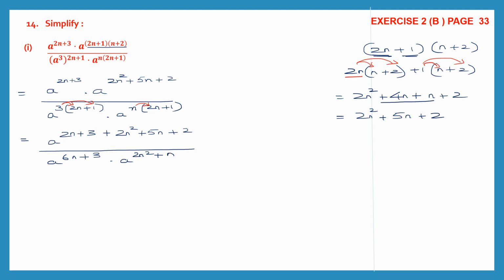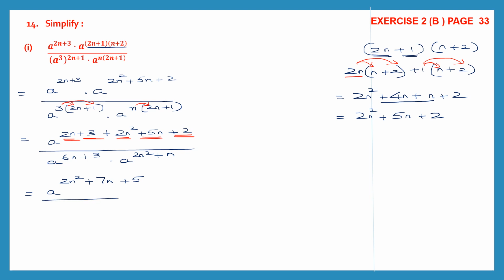Now, further simplification. When we do this, it is a raised to the power of... Now here we have 2n plus 5n, that is 7n. First let's write the highest power, that is 2n square, then we have 7n, then take the numbers, we have plus 3 plus 2, which makes it plus 5.